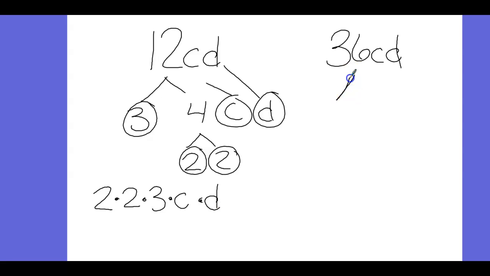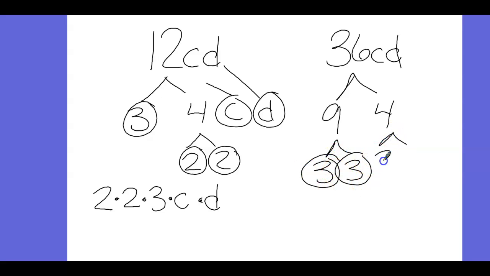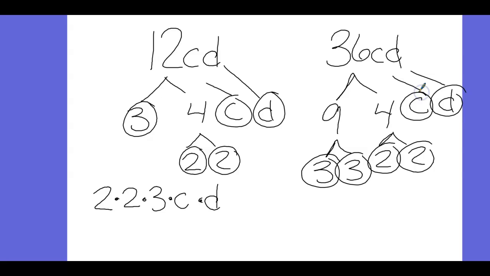How do I break down 36? I heard 6 and 6 or 9 and 4. It doesn't matter. I'm gonna go 9 and 4. What's 9 break down to? 3 and 3. And 4 is 2 and 2. So it'd be 2 times 2 times 3 times 3, and what else do I have? C and D. So it'd be 2 times 2 times 3 times 3 times C times D.